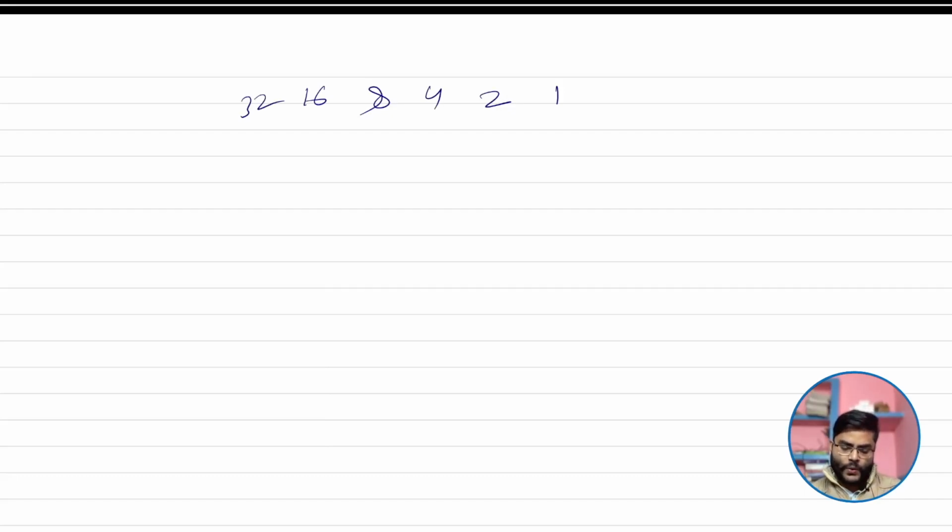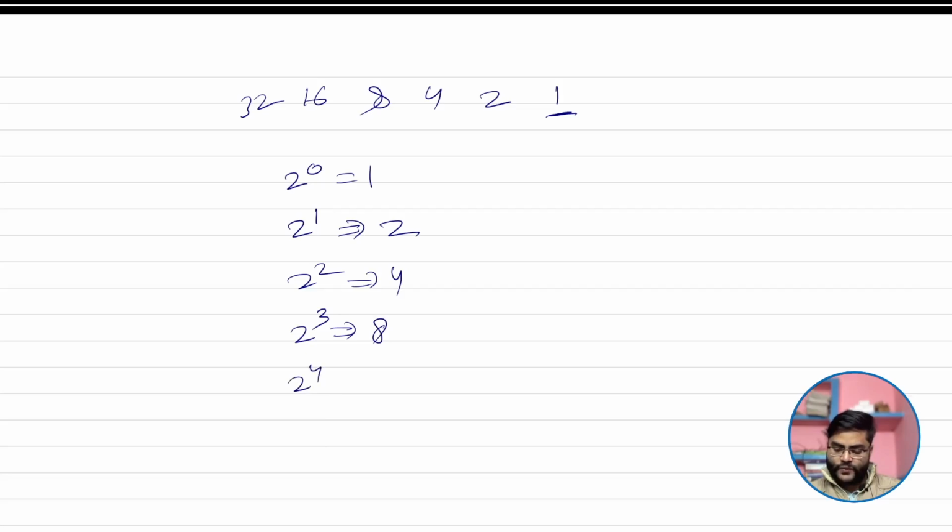What is 2 raised to power 0? It is 1. What is 2 raised to power 1? It is 2. What is 2 raised to power 2? It is 4. What is 2 to the power 3? It is 8. What is 2 to the power 4? It is 16. So every time it will be 1, 2, 4, 8, 16, 32, 64, 128, something like this.